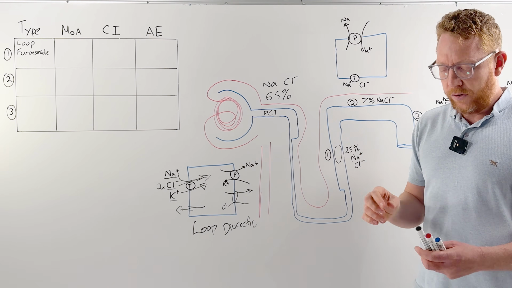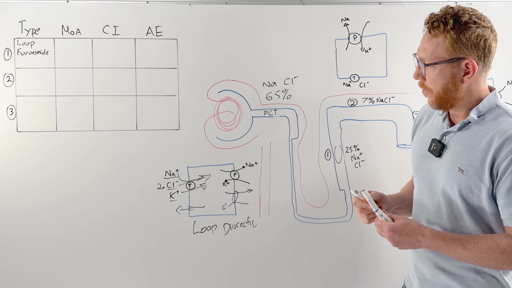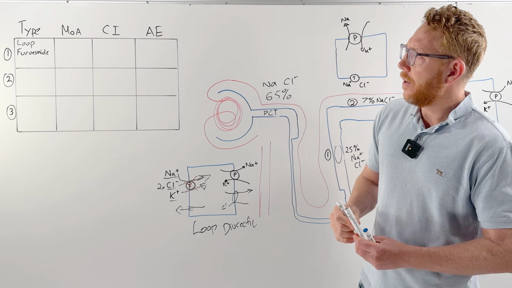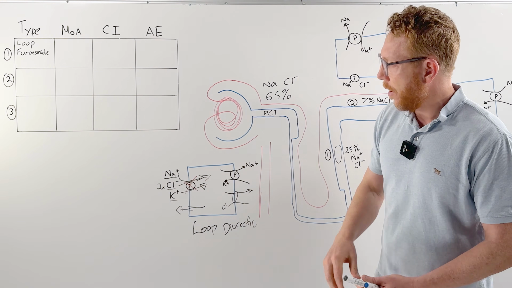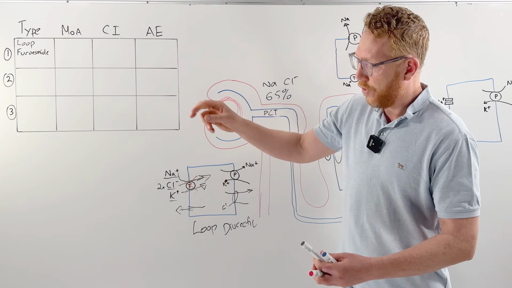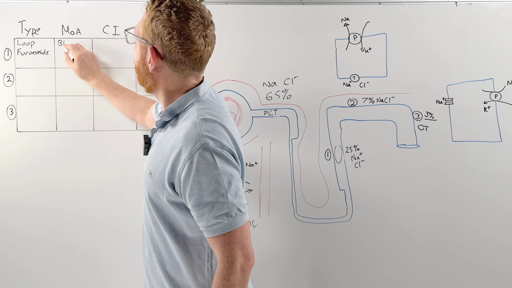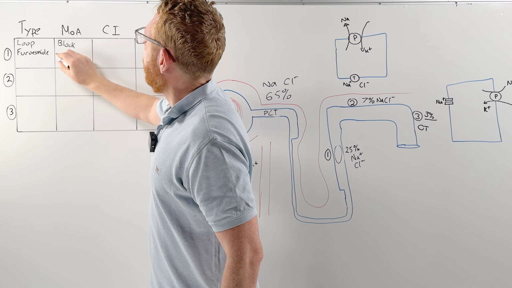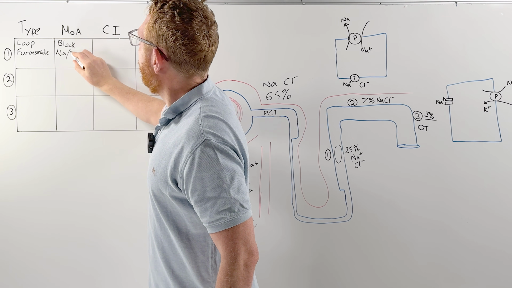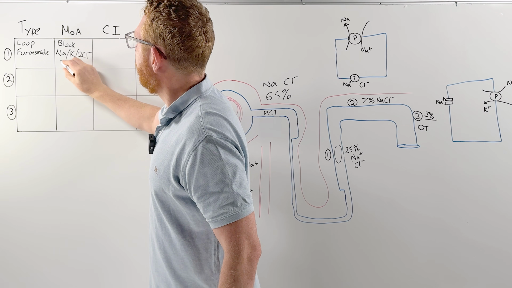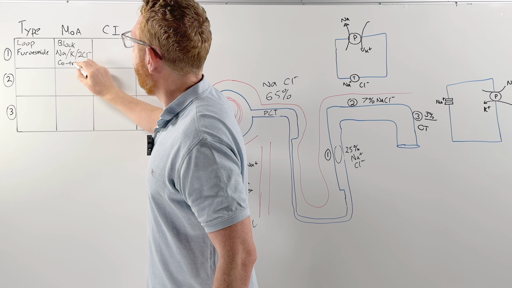This is where the first diuretic is going to work. The first diuretic is going to stop that co-transporter. That's the loop diuretics, or furosemide, blocking that transporter. So its mode of action is to block the sodium, potassium, 2 chloride co-transporter.